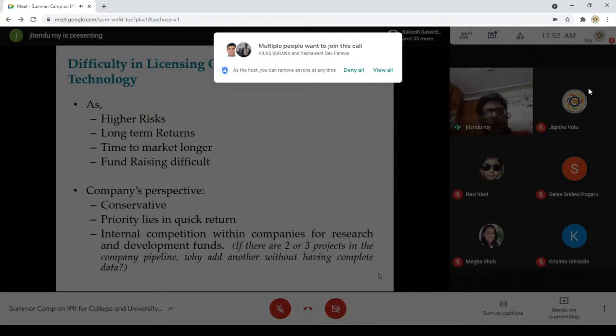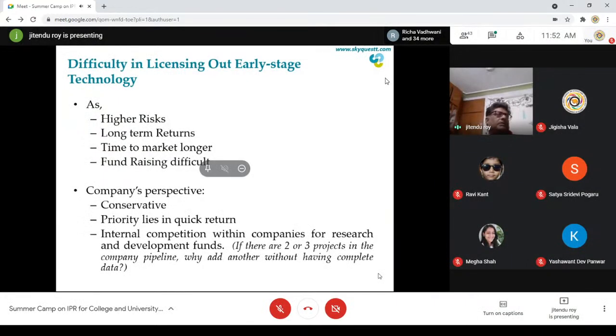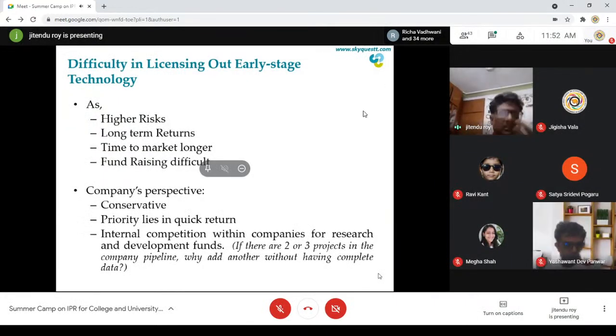Then internal competition within companies for research and development funds. Now this is a very important aspect. If someone gives their technology in any form, it is not just this, in any industry, you have to choose the partner very carefully.